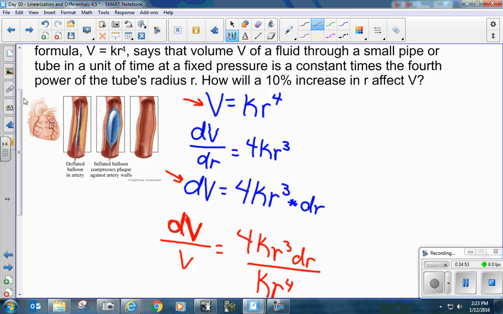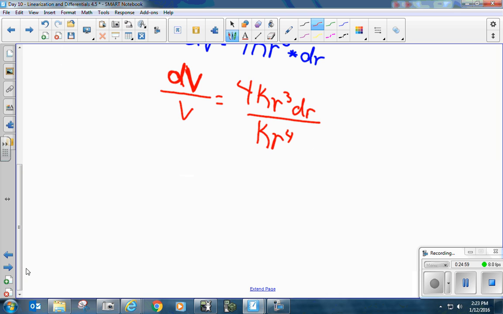They want to know an increase to R. This is the big thing. It's a 10% increase to R. So let's simplify this. The K's cancel, right? So it doesn't matter what happens to the R, the K is a constant. That's not going to make any effect to it, will it? You see what I'm saying? All right, we have this number 4 out here. What can I do with these R's? Yeah, R cubed cancels with one R here. So I have 4 times dR over R.